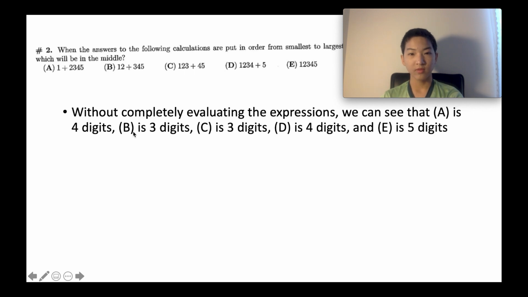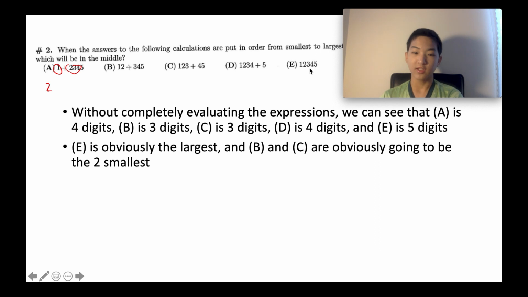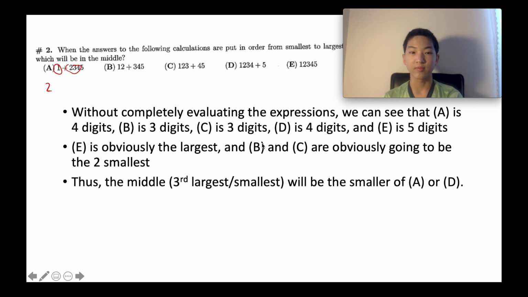For this problem, we can immediately notice that A is 4 digits, because it's a 4-digit number plus a 1-digit number. And then you can just see it will easily just be 2,000 something. B is 3 digits, C will be 3 digits, D will be 4 digits, and E will be 5 digits. So obviously E is going to be the largest number because 5-digit numbers will always be larger than 4 or 3-digit numbers. And B and C are going to be the two smallest numbers because they are 3-digit numbers.